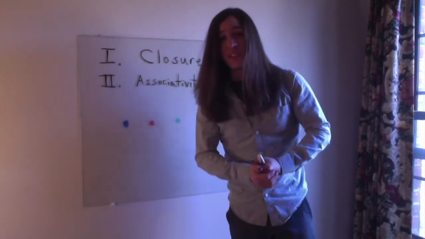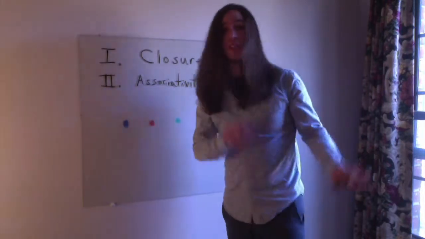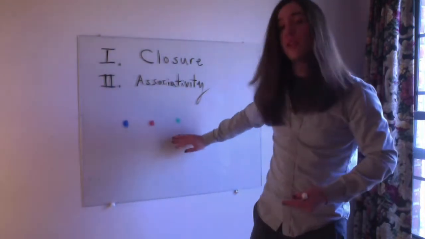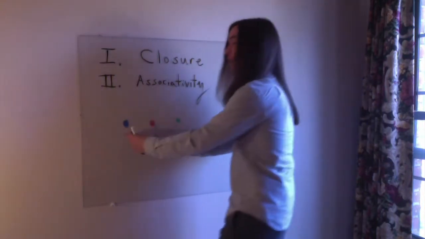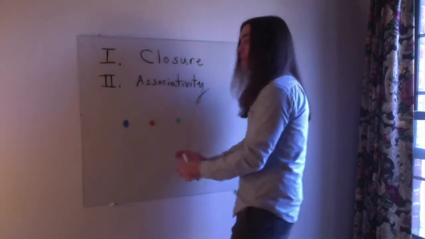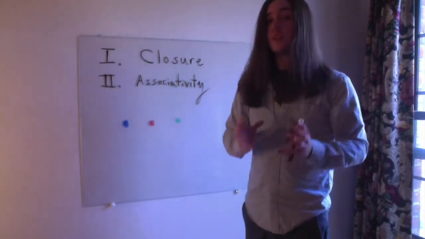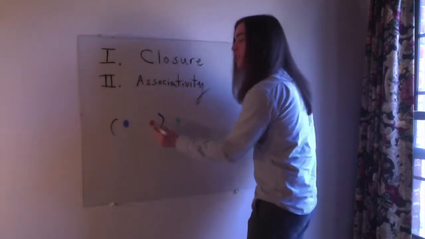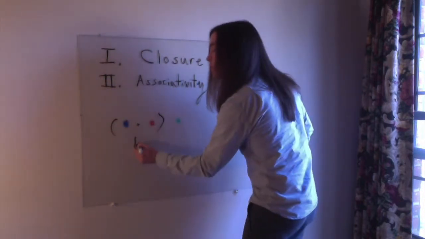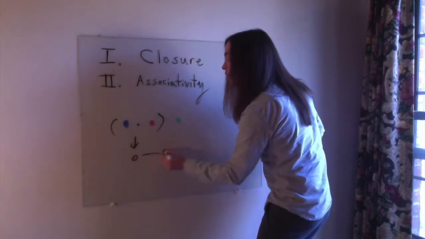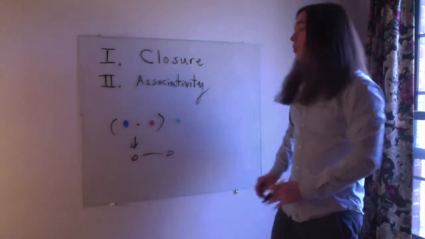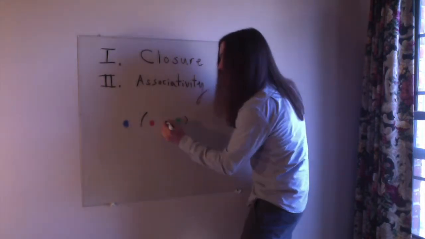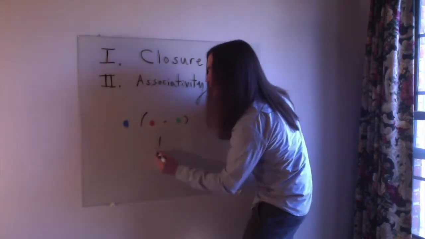Next up is associativity. You probably know what this is, but just in case you need some help: if you have three elements, let's say blue, red, and green, even though the order matters, so you can't switch these elements, the order in which you multiply them together does not matter. So you could multiply these two together first, produce an element, and then multiply this element with the green. Or you could move the parentheses and multiply the red and the green together first, and then that product with the blue.